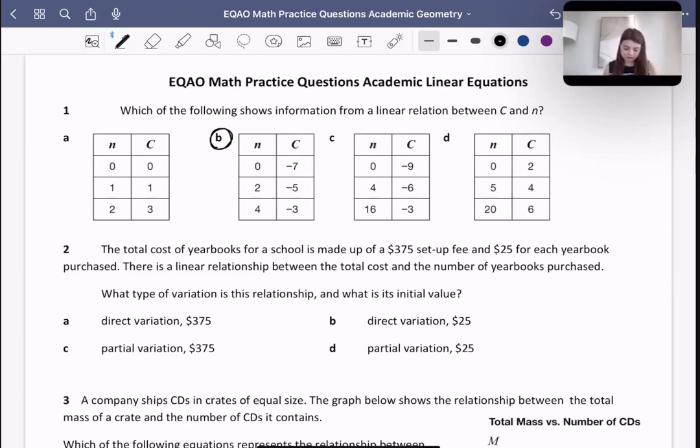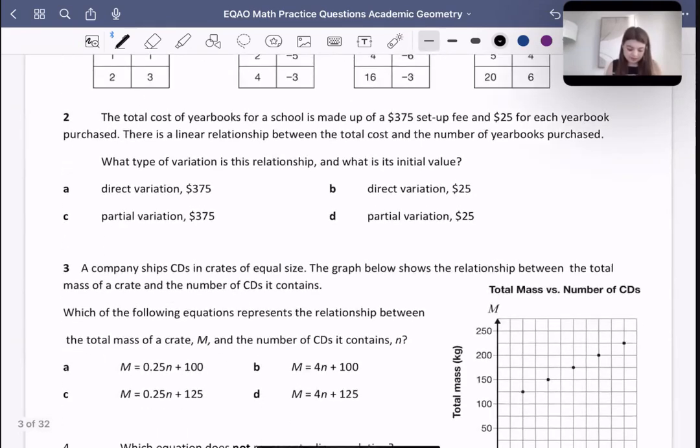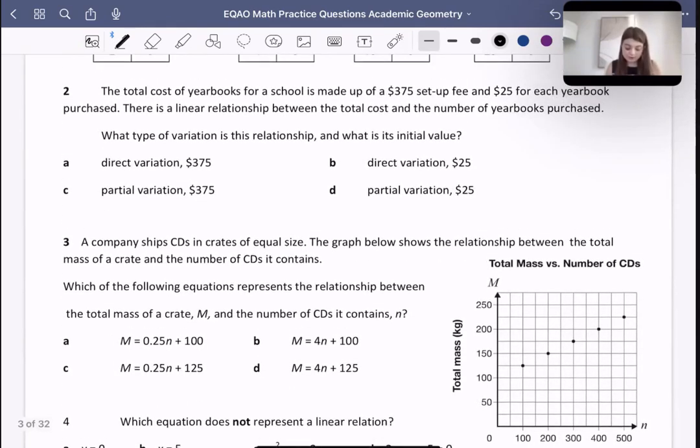Good. All right, number 2 says the total cost of yearbooks for a school is made up of a $375 set fee and $25 for each yearbook purchased. There is a linear relation between the total cost and the number of textbooks purchased. What type of variation is this, and what is its initial value?